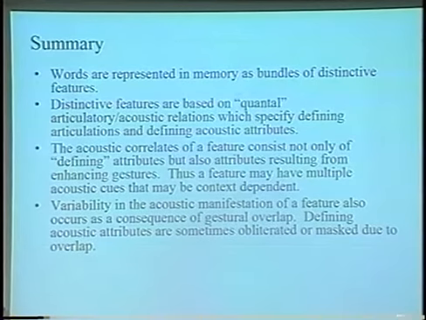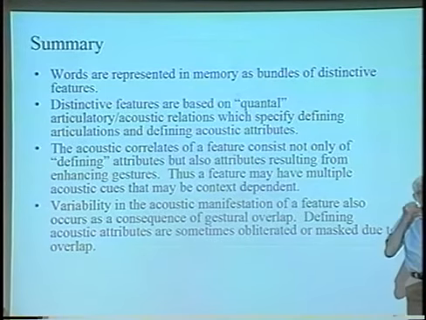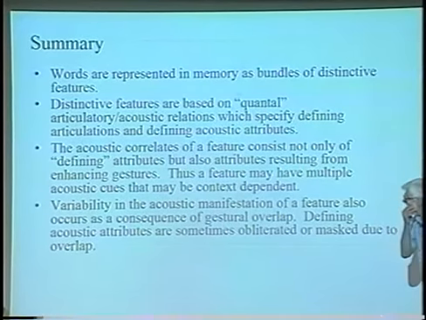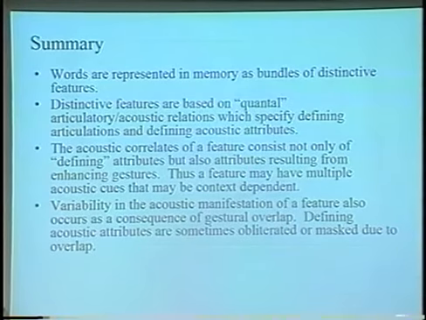Distinctive features are based on these kinds of quantal articulatory-acoustic relations, which specify defining articulations and defining acoustic attributes. And so the view here is that these distinctive features are universal. They're dependent upon how we produce sounds and perceive them. And so the acoustic correlates of a feature are enhanced by certain additional gestures, so that a given feature may have multiple acoustic cues, as you well know.